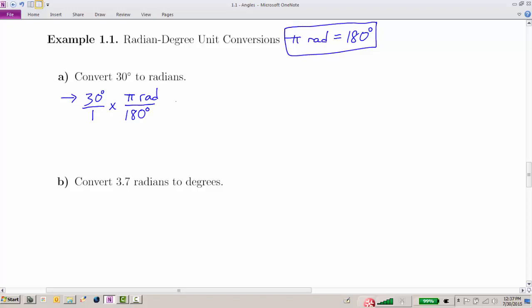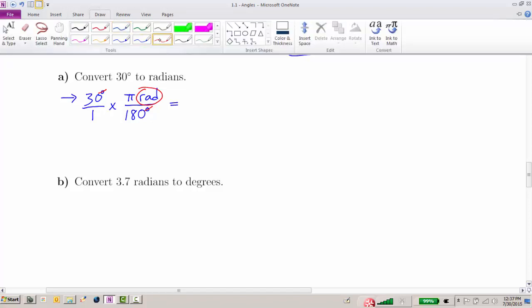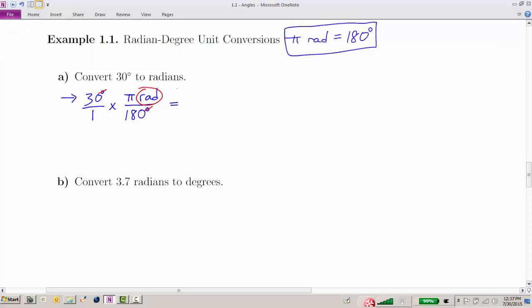And the reason that we do this is because just like common factors can cancel in a fraction, if one is on top and one is on the bottom, we get the same thing happening with units. So the degrees here cancel each other out. We're left with radians. Now we just got to multiply. So we have 30 pi over 180 radians.